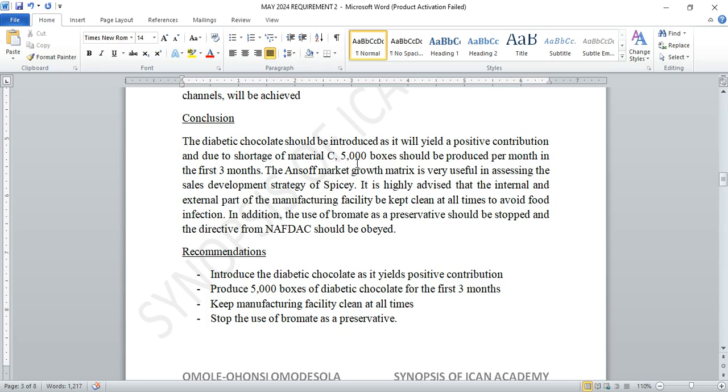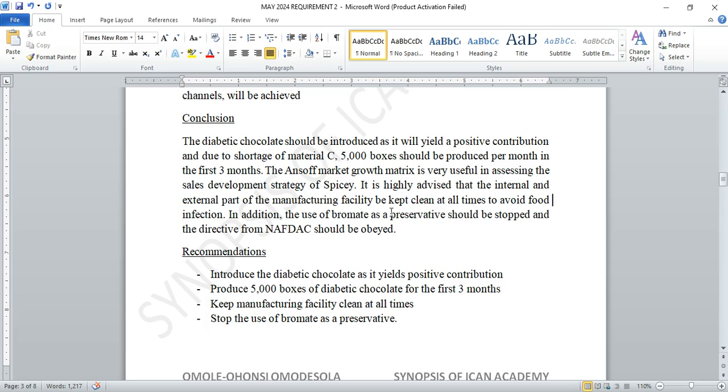And then, how many boxes should they produce? Because they told us to recommend how many they should produce in the first 3 months. So they should produce 5,000 boxes in the first 3 months. And then the Ansoff matrix was useful in assessing the sales development strategy of Spicey. Then conclude on all the other information.